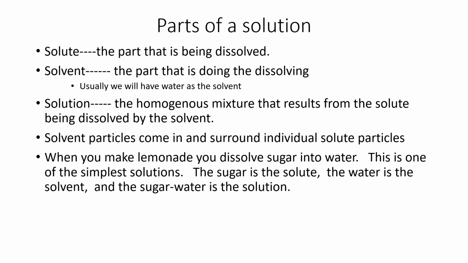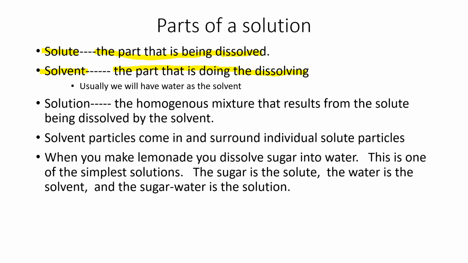First, we want to quickly talk about the different parts of a solution. So a solution has two main parts, the solute. The solute is the part that's being dissolved. Whatever thing is being dissolved, we would call the solute. We also have the solvent. The solvent is the part that's doing the dissolving.